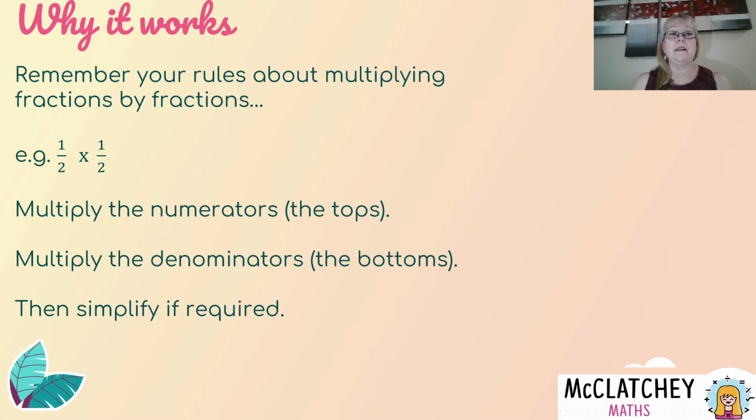So let's do that. The tops of the fractions were 1s, 1 times 1. The bottoms of the fractions, the denominators, were 2s, so that's going to be 2 times 2. You notice how I have joined these two fractions together to make one big fraction. And that's what we do when we're multiplying two fractions together. So now I can simplify. 1 times 1 makes 1, 2 times 2 makes 4. I've got half of a half makes a quarter.